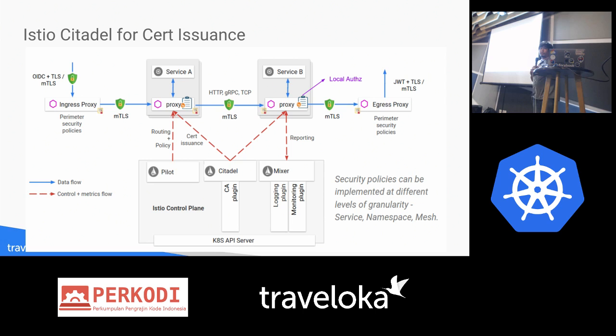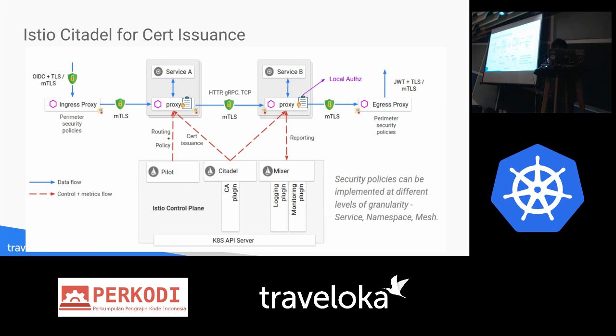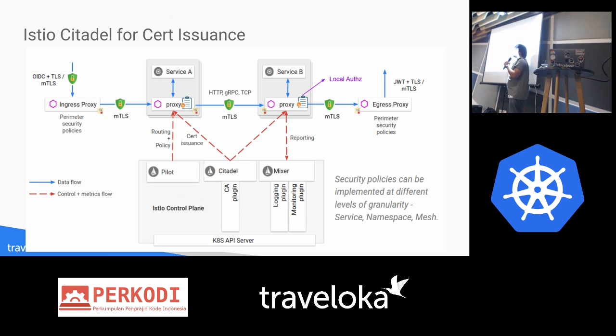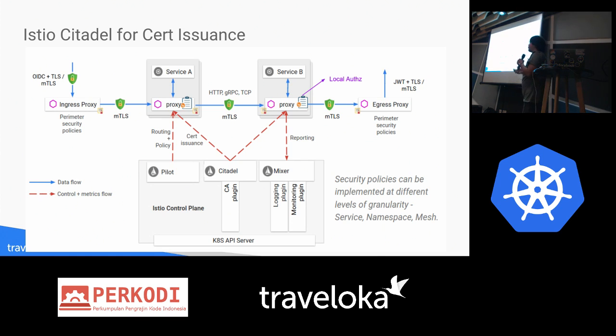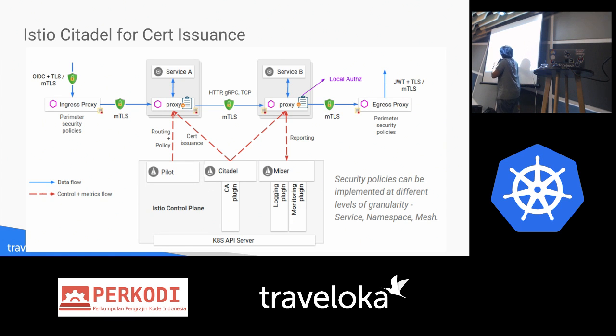And this is the interesting part. So if you can see here, we have Citadel in here. Citadel is the part of Istio which will generate the TLS certificate. So the main task of Citadel is generating the certificate for inter-service communication. So what Citadel is really doing is it will communicate with the proxy and then give the proxy a certificate. And then when service A wants to communicate with service B through its proxy, it will check the certificate generated by the Citadel. So this is how we secure our services. So instead of using an API key for all services, we remove it and we just change it with the TLS provided by Istio.